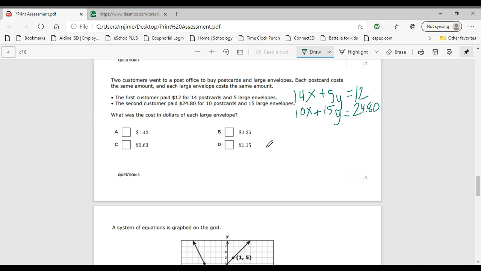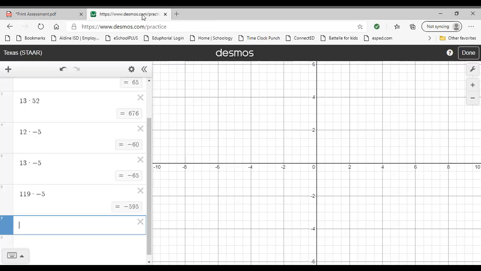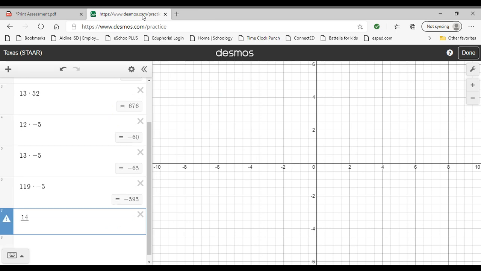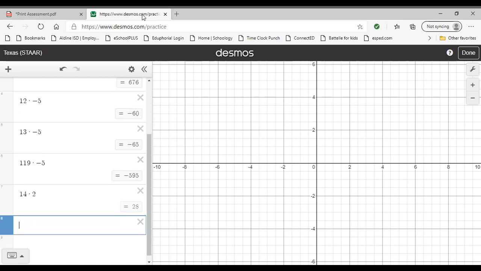Okay, so we want the x's to eliminate because it wants the y's. So we have to think about the least common multiple. Oh, sorry. Okay, let's go to Desmos, and it's 14 times 2. 14 times 2 is 28. That's not divisible by 10. 14 times 3, not divisible by 10. 14 times 4 is not divisible by 10. 14 times 5, yes, 70. That 70 can be divided by 10.